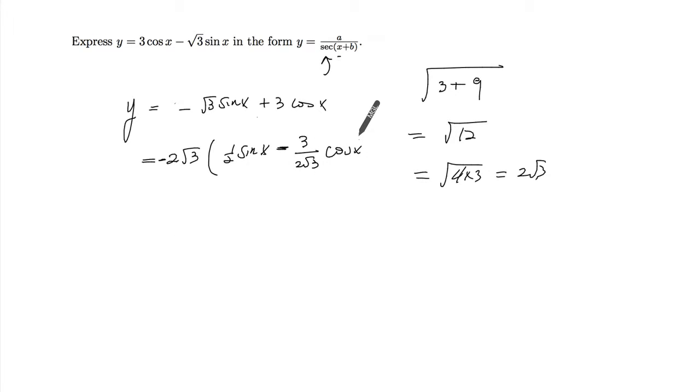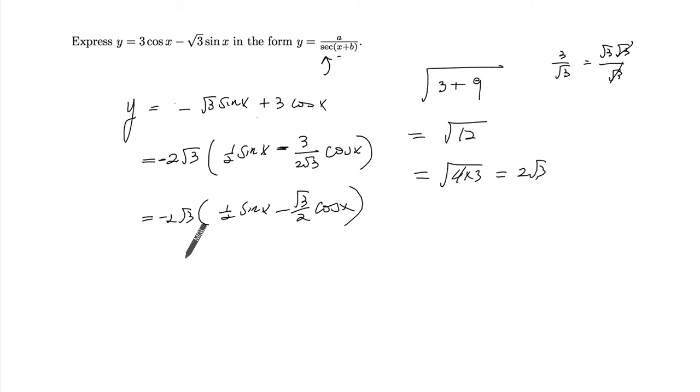Let's simplify this a bit. 3 divided by root 3 is, this is a root 3, root 3, root 3. So you actually get a root 3 over 2 here. This right here, this half and root 3 over 2.